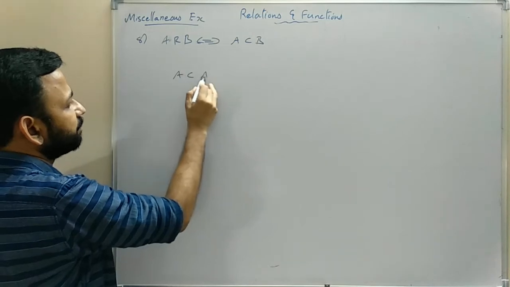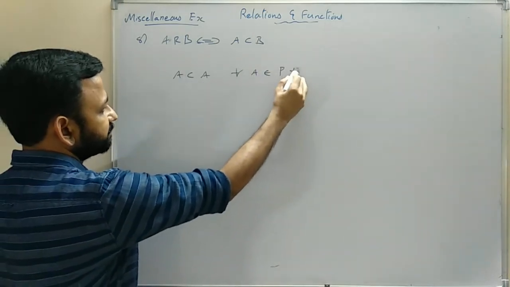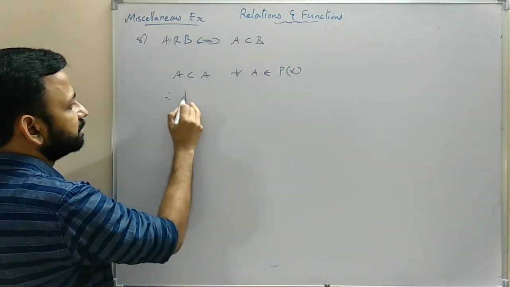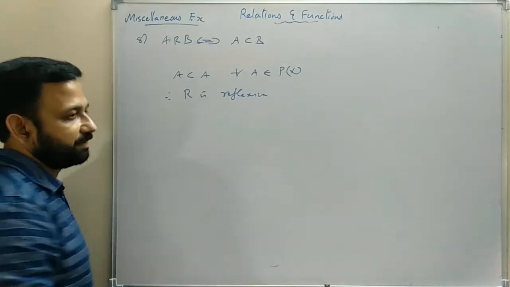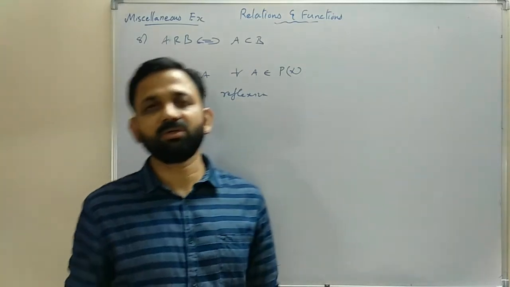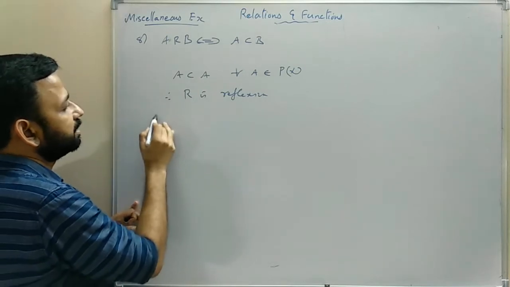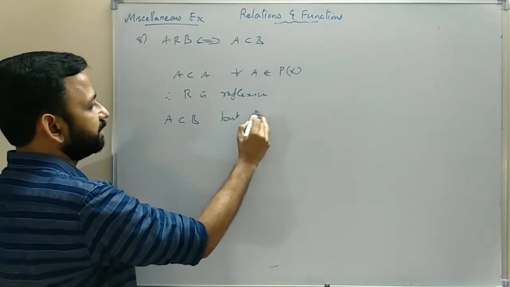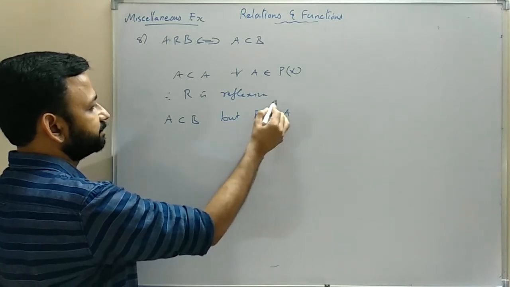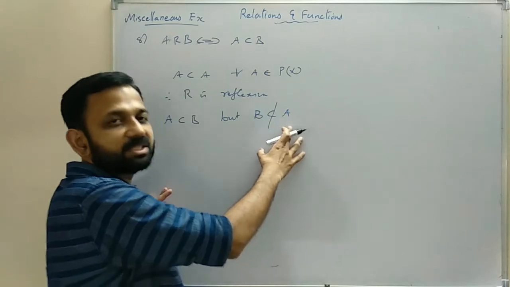A is a subset of A for every A belonging to P(X). Therefore R is reflexive. If it is an equivalence relation, then we need to show it is reflexive, symmetric and transitive. A is a subset of B, but B need not be a subset of A.